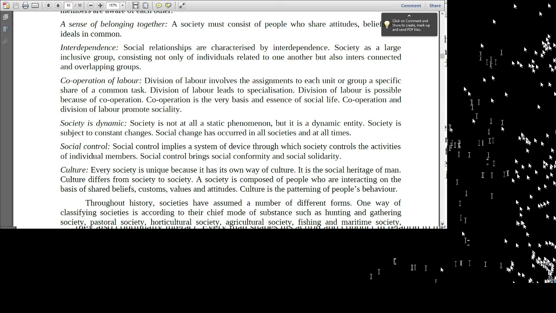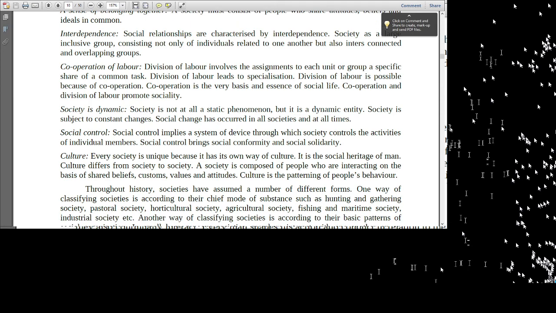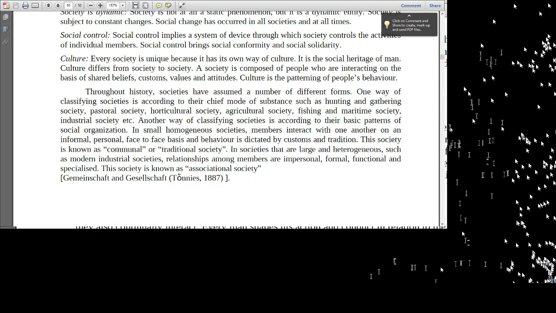It differs from society to society. A society is composed of people who are interacting on the basis of shared beliefs, customs, values, attitudes, and it is a patterning of people's behavior. Okay, I hope that is clear. Is it clear? I think these are the various characteristics of society.